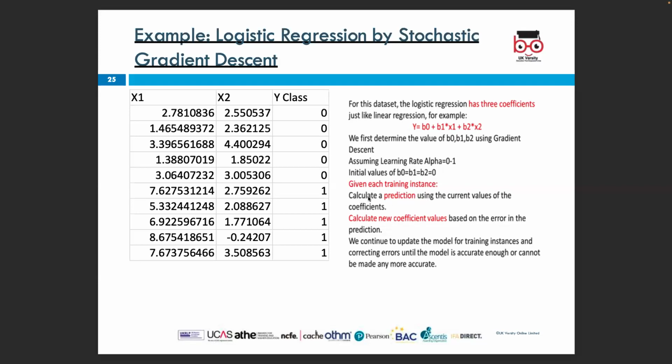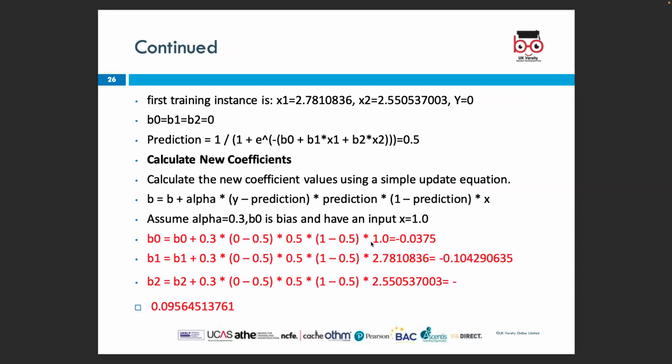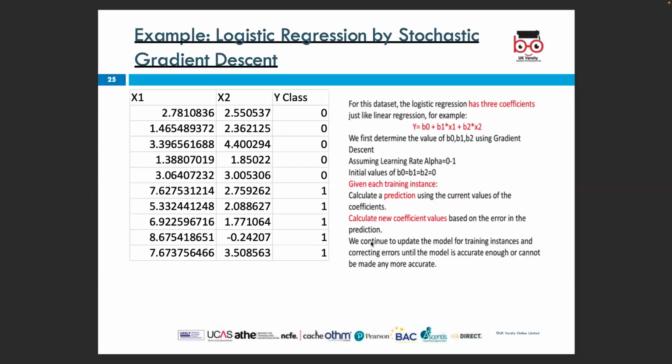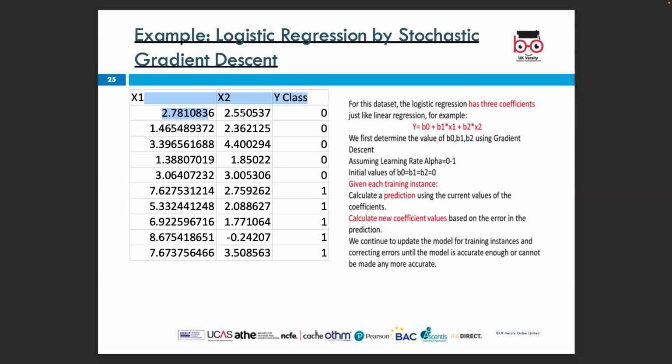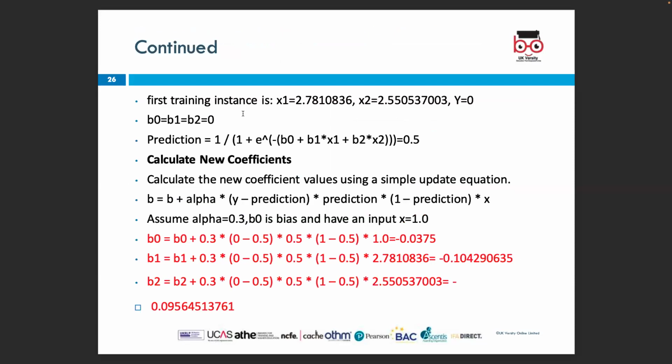Given each instance, calculate a prediction using the current values of the coefficients. Calculate new coefficient values based on the error in the prediction. We continue to update the model for training instances and correcting errors until the model is accurate enough or cannot be made any more accurate. So the first training instance is X1, which is 2.78, and then X2 is this. Y is equal to 0, B0 is equal to B1 is equal to B2 is equal to 0.